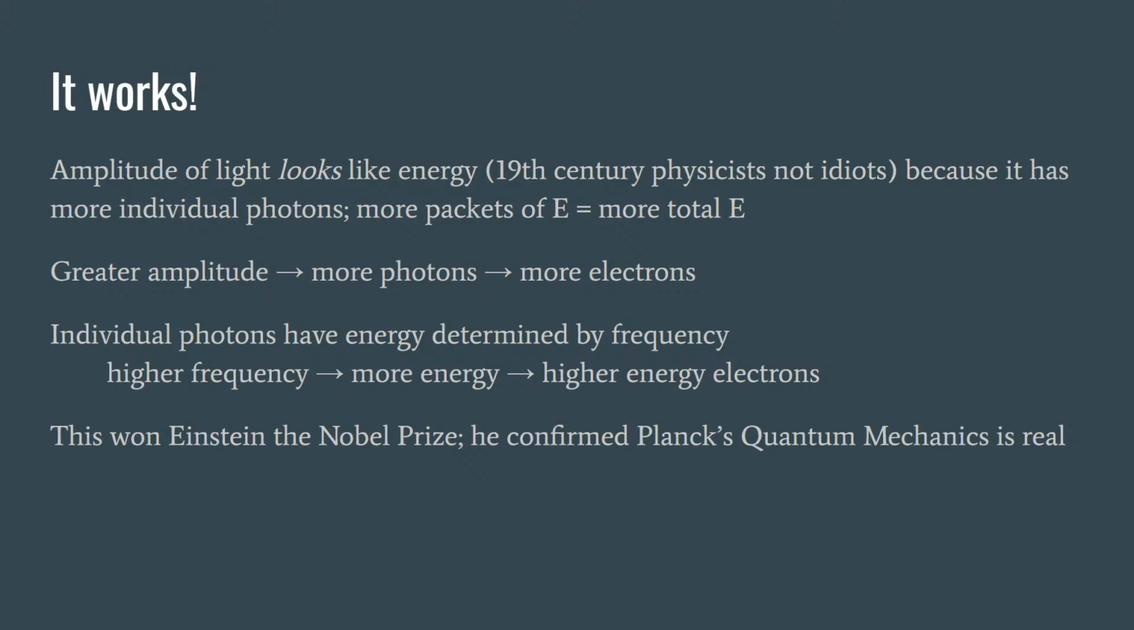So greater amplitude, more photons. And in terms of the photoelectric effect, more photons is what gives you more electrons. Individual photons have energy determined by frequency. Higher frequency means that each photon has more energy, which is why higher frequency gives you higher energy electrons. It also explains the fact that below a certain frequency, there are just no electrons coming off the metal at all.